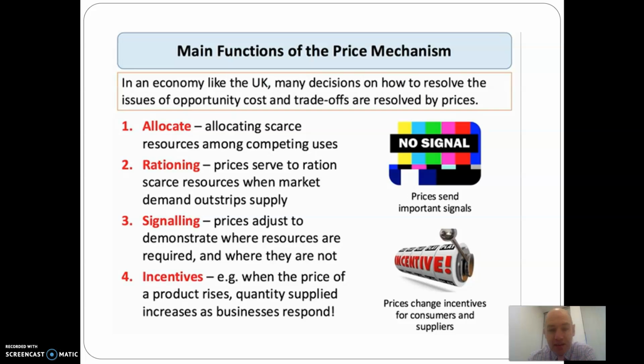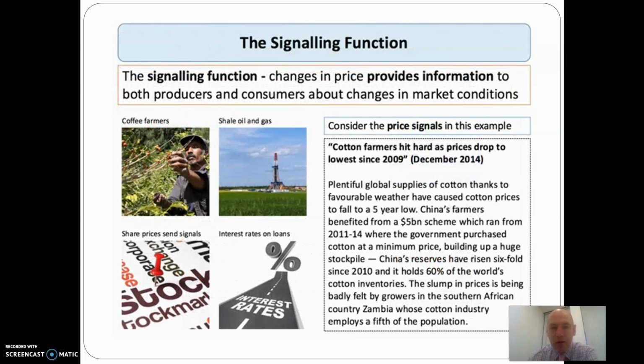In terms of incentives, obviously if you're a consumer, when the price is lower, that provides an incentive to buy something at a cheaper price because you'll get more satisfaction or utility, and firms undoubtedly have greater incentives to produce more at a higher price because there is a profit motive. Okay, let's look at each one in a little bit of depth. In terms of the signaling function, obviously, as I mentioned, this provides information to both firms and consumers that something in the market has changed.